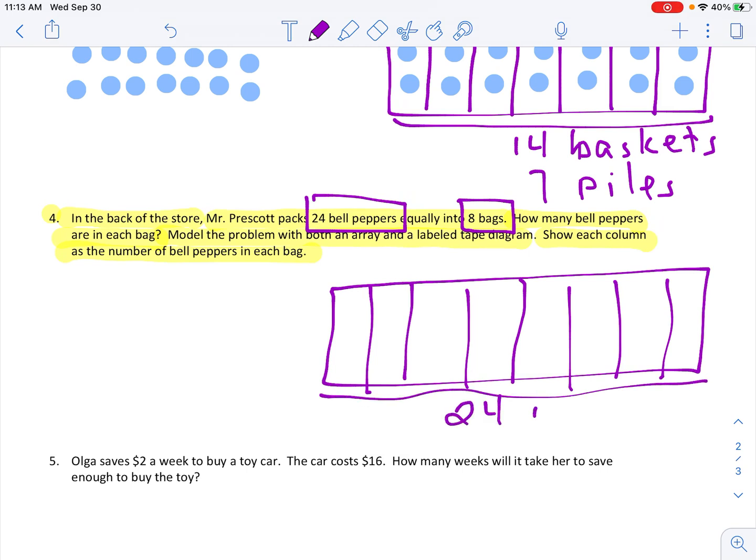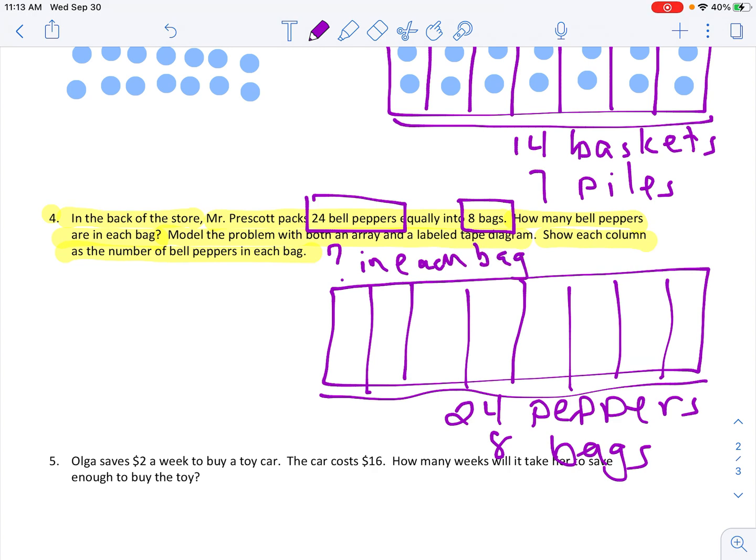So what do I know for sure? I know we have 24 peppers. I know that we have 8 bags. What I don't know is how many in each bag. I don't know that for sure yet. So let me get some peppers going here. I'll use green. So we have 1, 2, 3, 4, 5, 6, 7, 8 peppers.